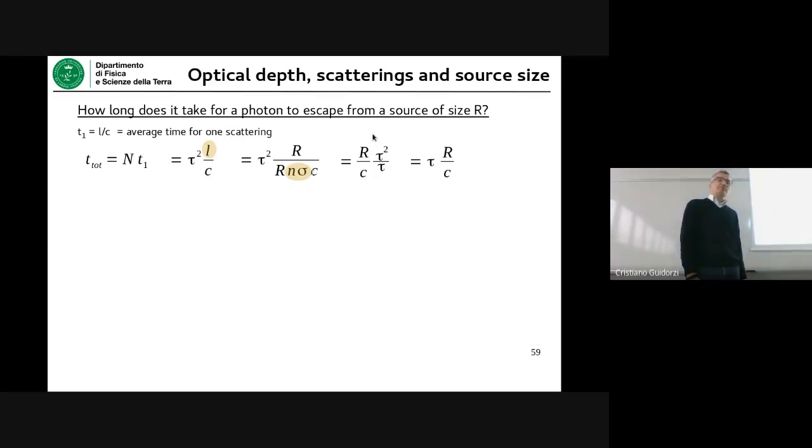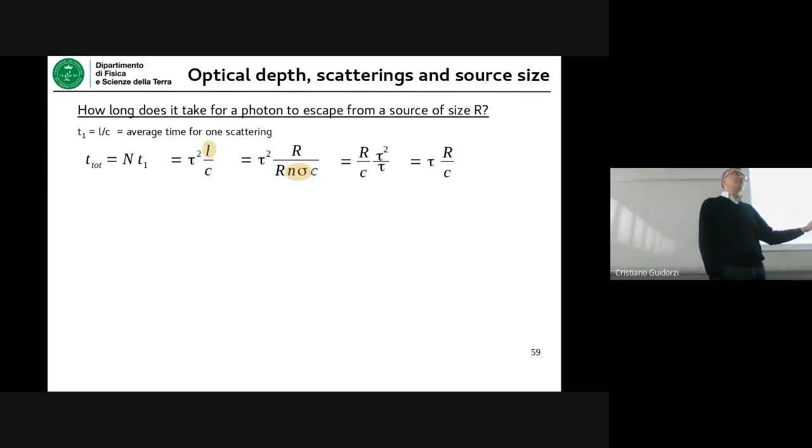This is also useful because it provides us with a new way of looking at the kind of information that the optical depth gives us. What do I mean? Well, R over C is the time it would take for the photon to travel R in the case of an optically transparent medium. So in the case of an optically transparent medium, the photon essentially goes unscattered, so the time it takes to travel R is just R over C. How does this change when the photon is traveling through an optically thick source?